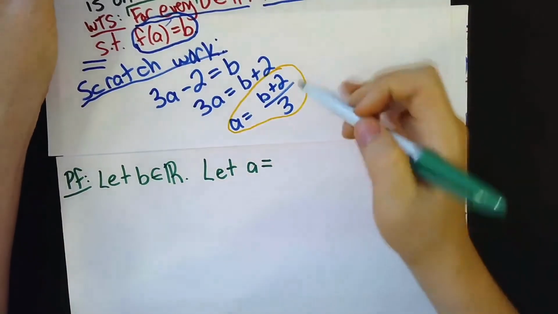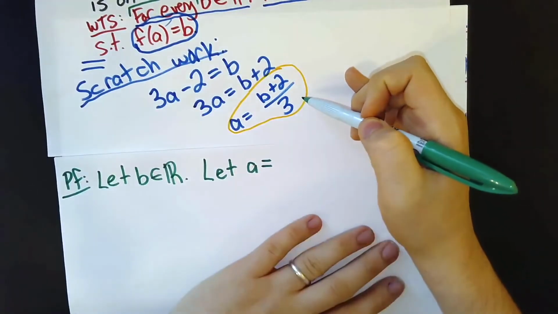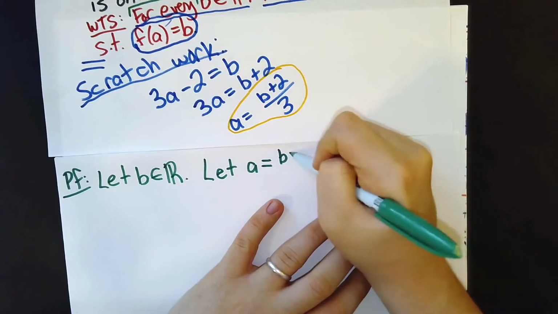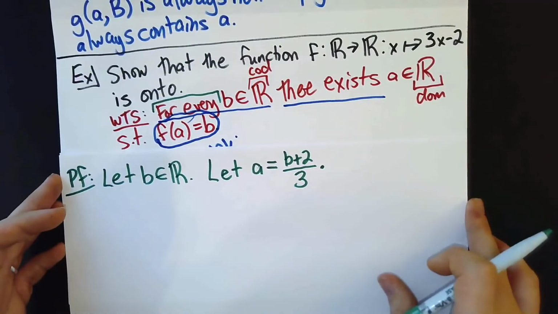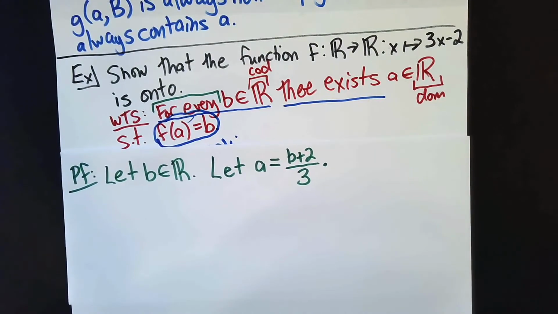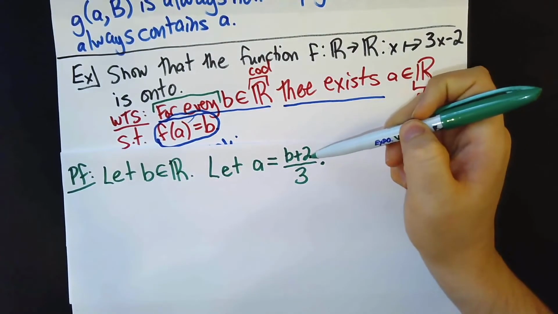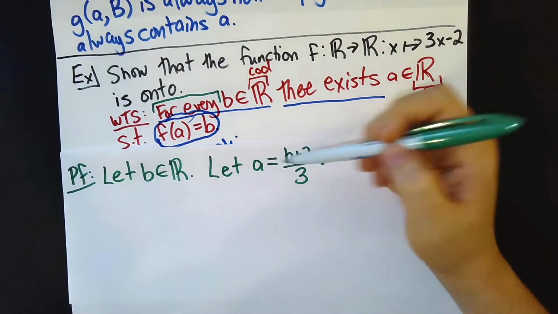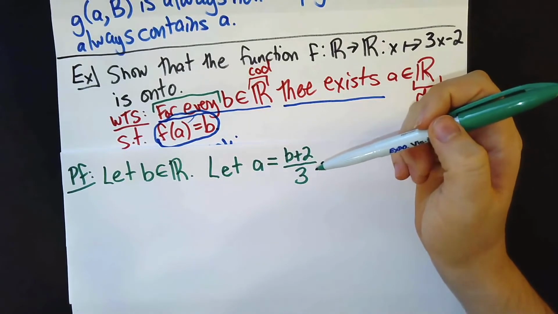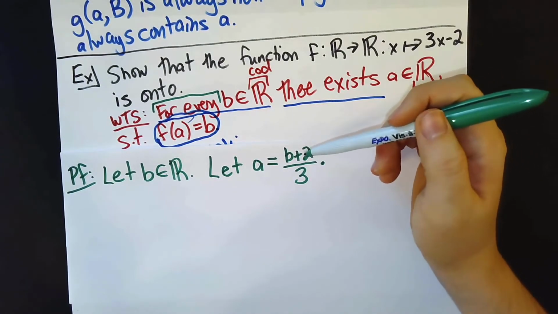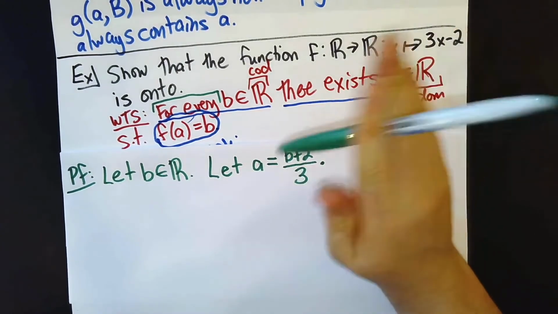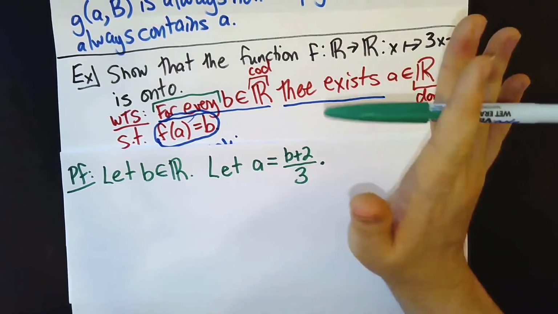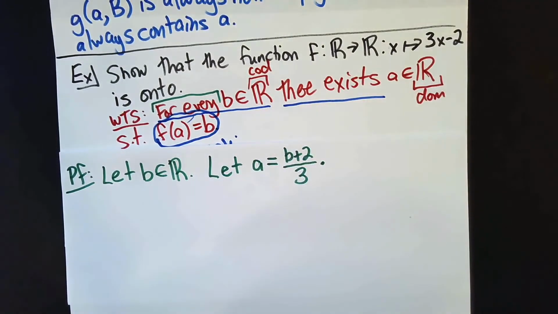Namely, I need to declare specifically that little a is b plus 2 over 3. Again, if you're reading this proof, it might look slightly strange. Where did this come from? But you don't need to justify it. You can let a be anything you want, as long as everything is going to work out. So the scratch work, again, need not be part of what you turn in. In fact, really, you should not turn in the scratch work piece. You should really just turn in the written up proof.